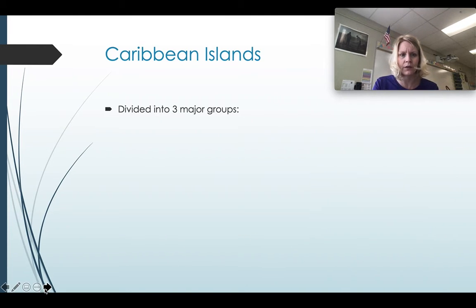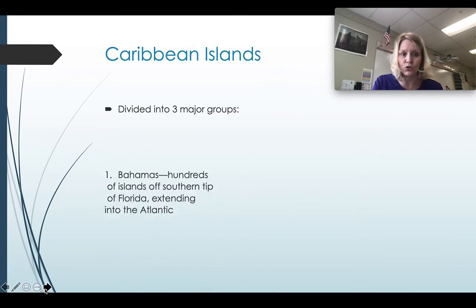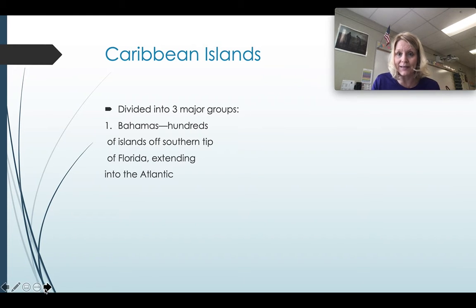The Caribbean. Maybe some of you have seen beautiful pictures of Caribbean waters and the ocean. This is a lovely place to visit for both South Americans and North Americans. It's divided into 3 major groups. The first one is the Bahamas. Now, this is a collection of islands. Sometimes we say, oh, we're going to go to the Bahamas. Well, where in the Bahamas?